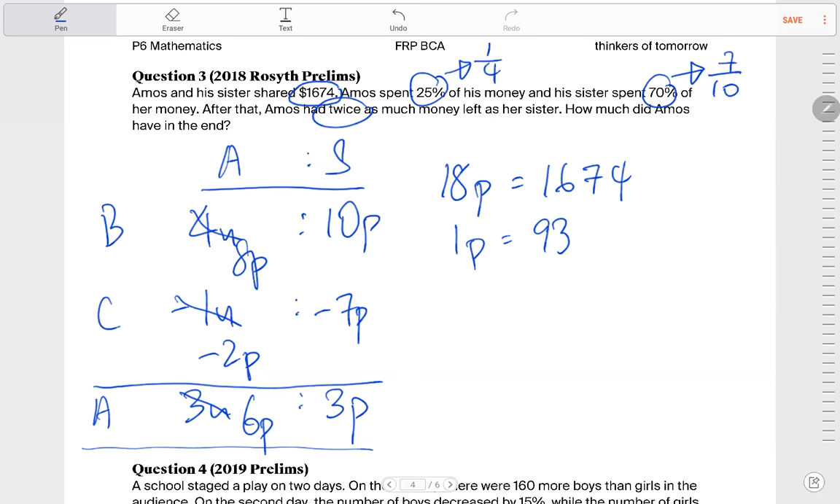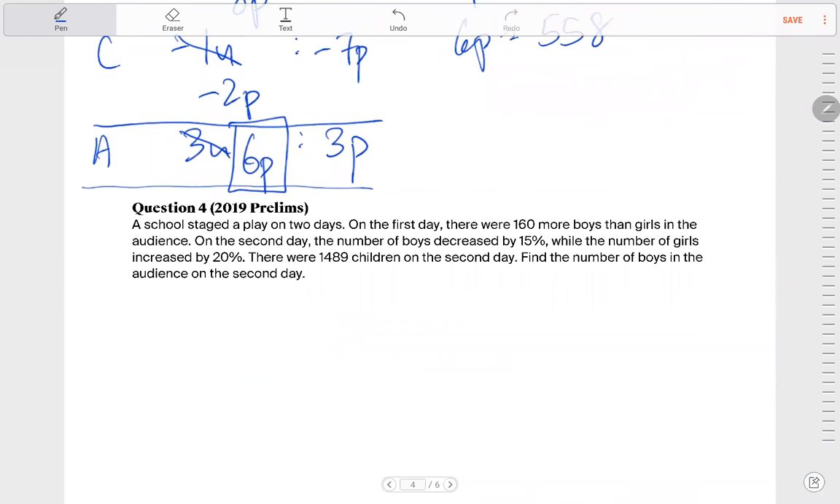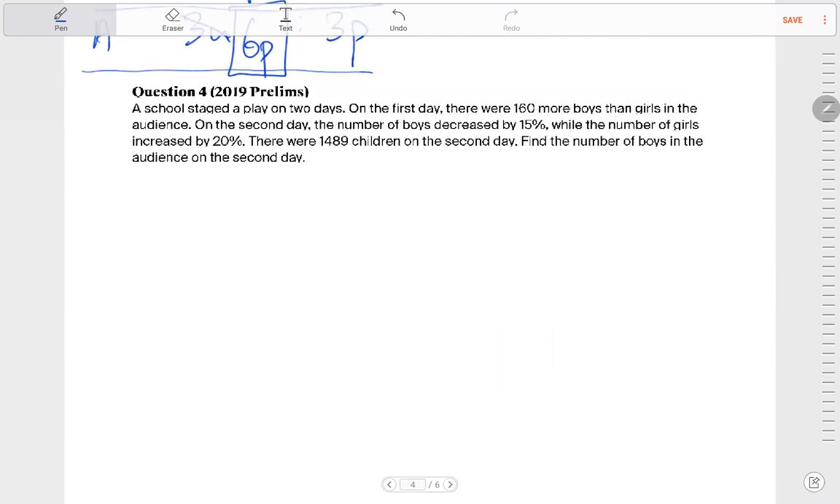Okay, the question is asking, how much did Amos have in the end? Amos had 6p in the end. So 6p equals to 558. Okay, straightforward, right? Okay, so now let's look at question 4.